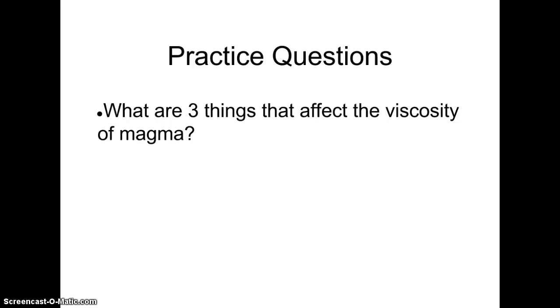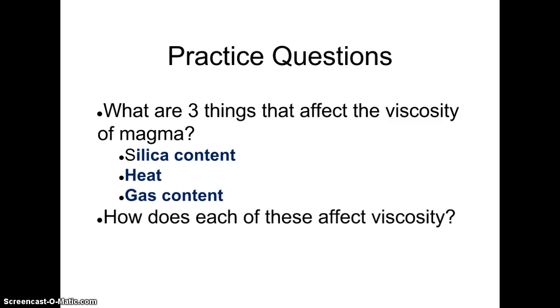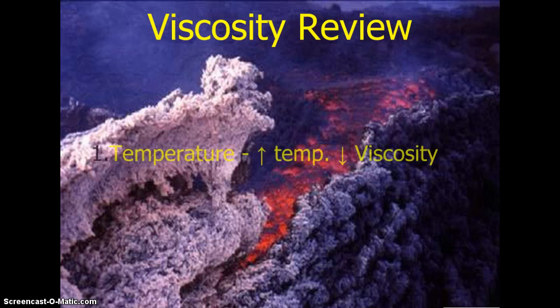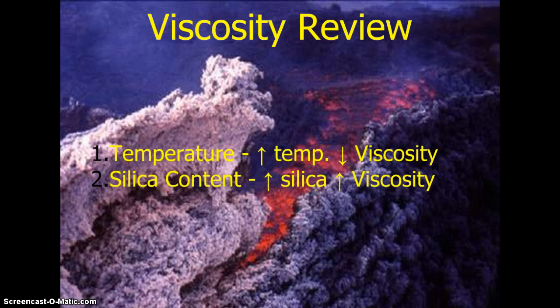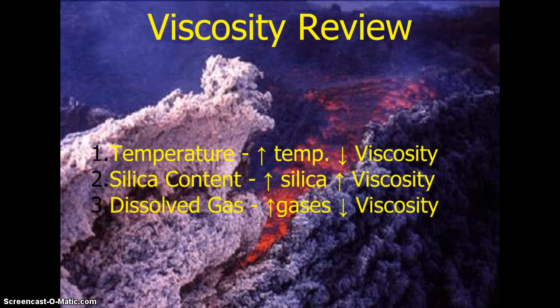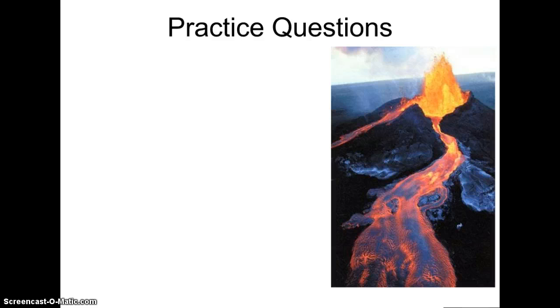So three things that might affect the viscosity of lava. You got it: silica, heat, gas content. And how does each of them affect viscosity? Temperature causes viscosity to go down. High silica content causes viscosity to go up. And dissolved gases, if there's high gas, it's low viscosity.